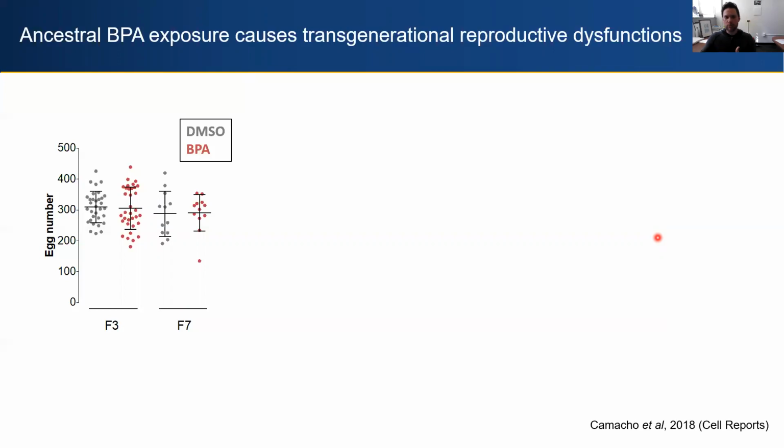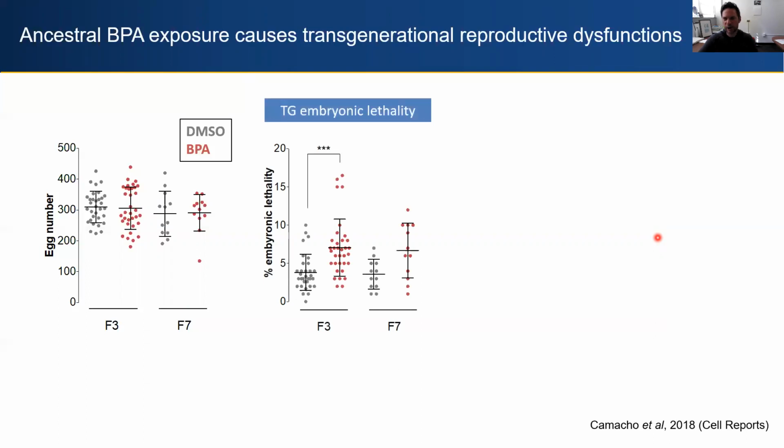And we look at reproduction, we've seen that the number of fertilized eggs produced, so embryos, is about the same, whether you've been ancestrally exposed to BPA or to DMSO control at the F3 or at the F7. However, when we look at the quality of those embryos, that's where we see a difference. We see an increase in embryonic lethality when the worms have been ancestrally exposed to BPA compared to DMSO. And it still trends by the F7, but it's not statistically significant.